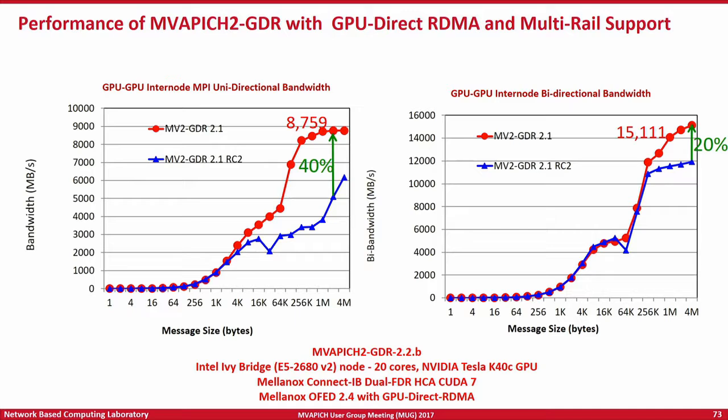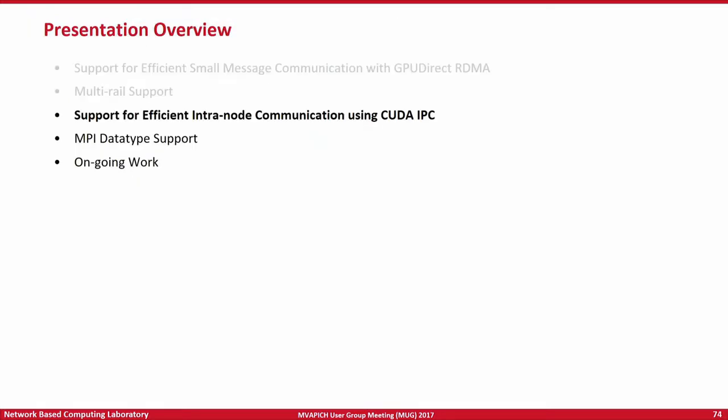We also have support for efficient intranode communication using CUDA IPC. With multi-GPU configurations, typically there are multiple ways you can transfer data from one GPU to the other. One common method is to take the data to the host memory and bring it back to the remote GPU, but this is typically not very good performance. So NVIDIA has this feature called CUDA IPC, which allows you to transfer data through the I/O hub to a remote GPU.